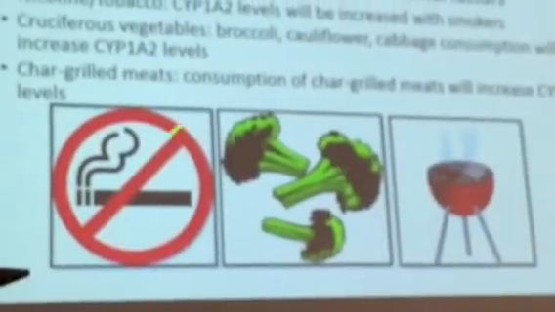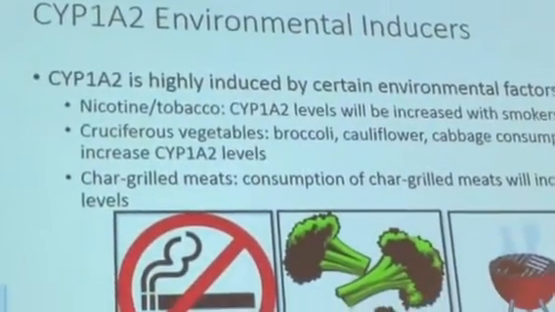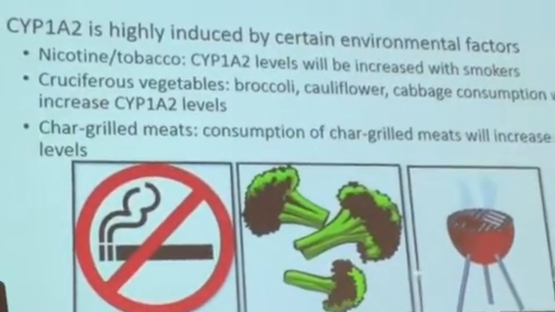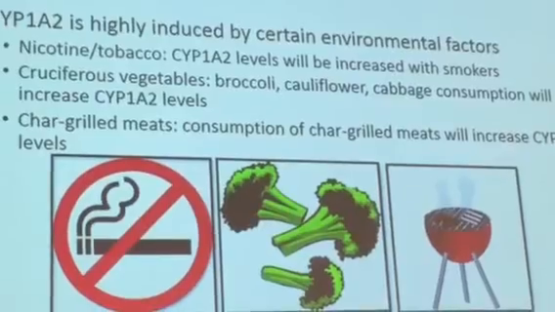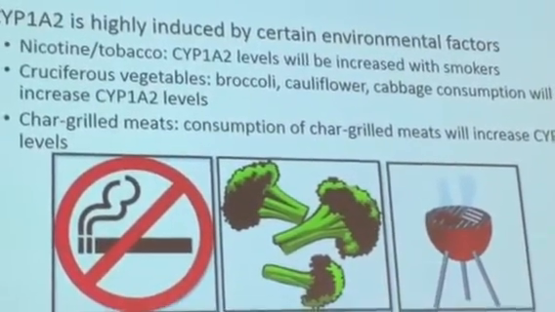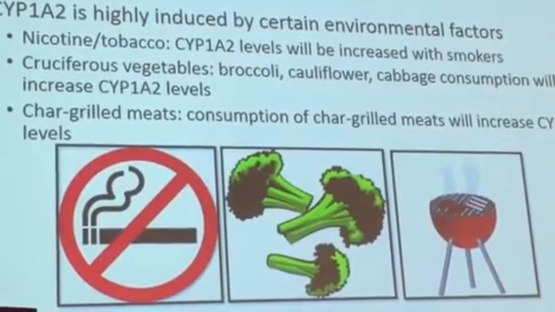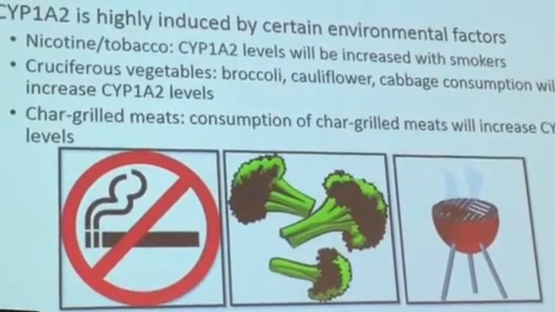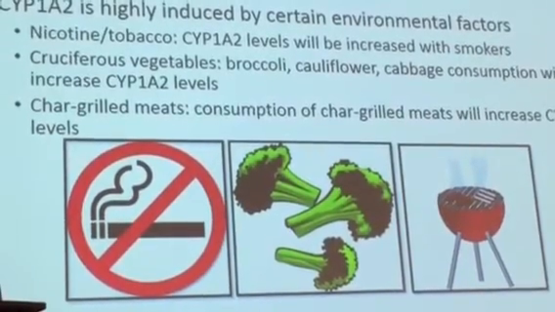Guess what induces it? Smoking, cruciferous vegetables. Anybody on a broccoli diet? Or, God help your soul, if you like well done meats, that also induces cytochrome 1A2. So this is by far the most important. Smoking can triple the 1A2 blood levels. So this is valuable here.